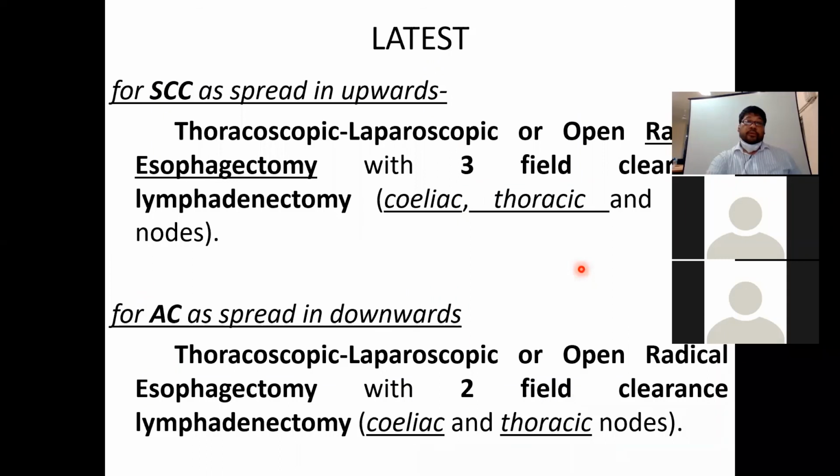So for squamous cell carcinoma, as spread is upward, thoracoscopic, laparoscopic radical esophagectomy or open radical esophagectomy with 3-field clearance lymphadenectomy is usually prescribed. So 3-field, that is 3 fields should be cleared: celiac, thoracic and mediastinal, and cervical nodes. And in adenocarcinoma, as the spread is downward, 2-field clearance is advocated, that is celiac and thoracic node clearance.